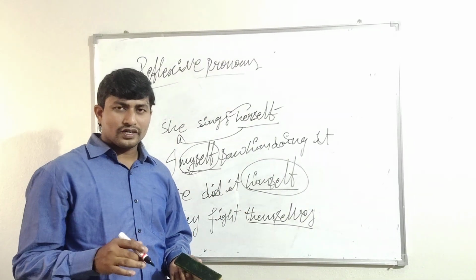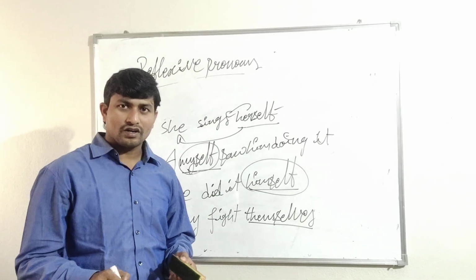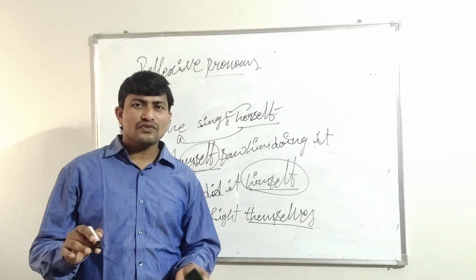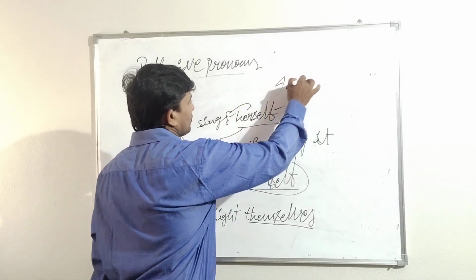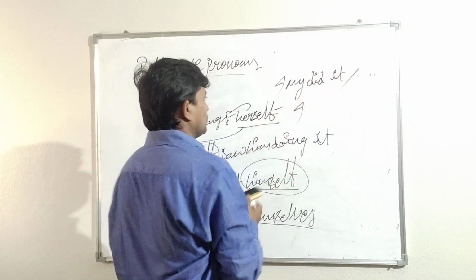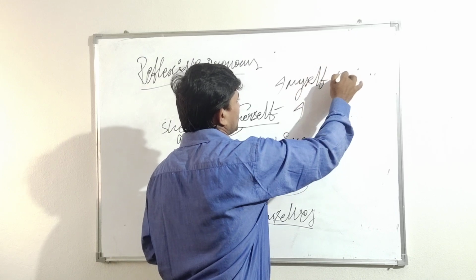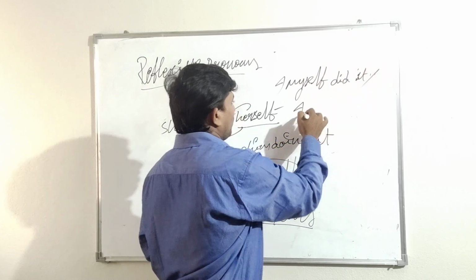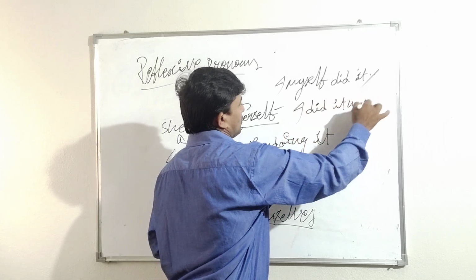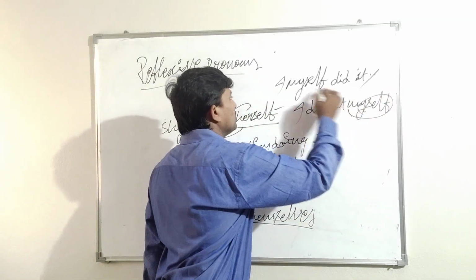And like I asked you already, who has done this work? I have done it myself. Or I myself have done it. We can use two ways. I myself did it. Or I did it myself. Both are right because what is given importance, it is given importance.